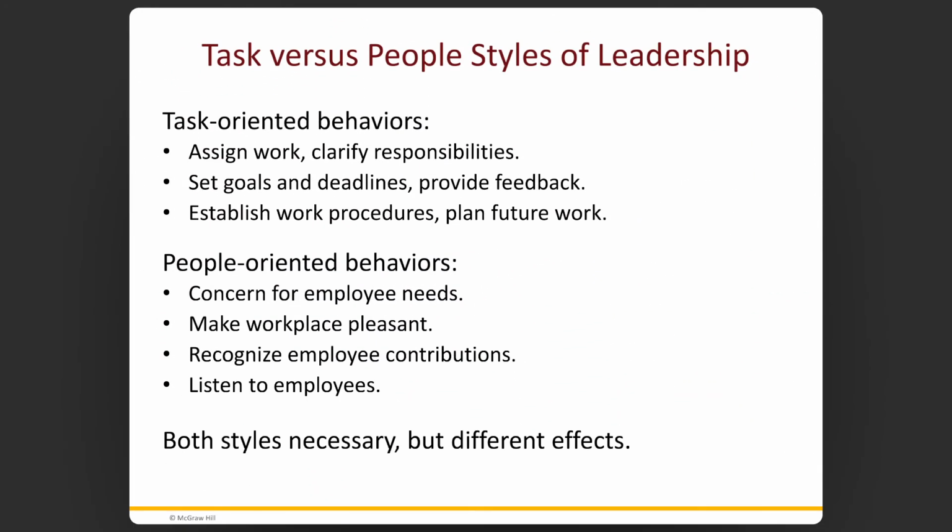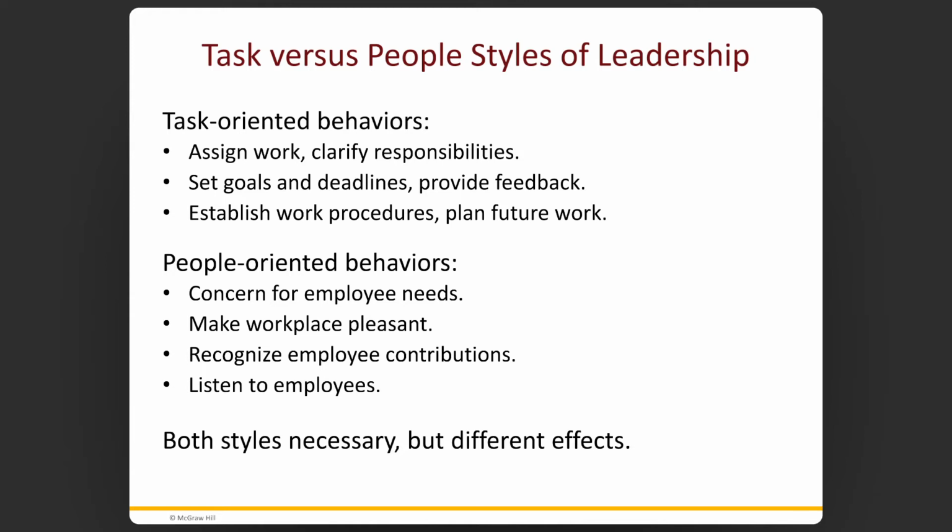Then there's the task versus people styles of leadership. Now, the earliest investigation of managerial leadership identified two distinct styles or clusters of behavior. There's task-oriented behavior, which assigns employees to specific tasks and helps clarify the responsibilities around those tasks. Task-oriented behavior sets goals and deadlines and provides feedback. It establishes work procedures and helps plan out your work in a futuristic way.